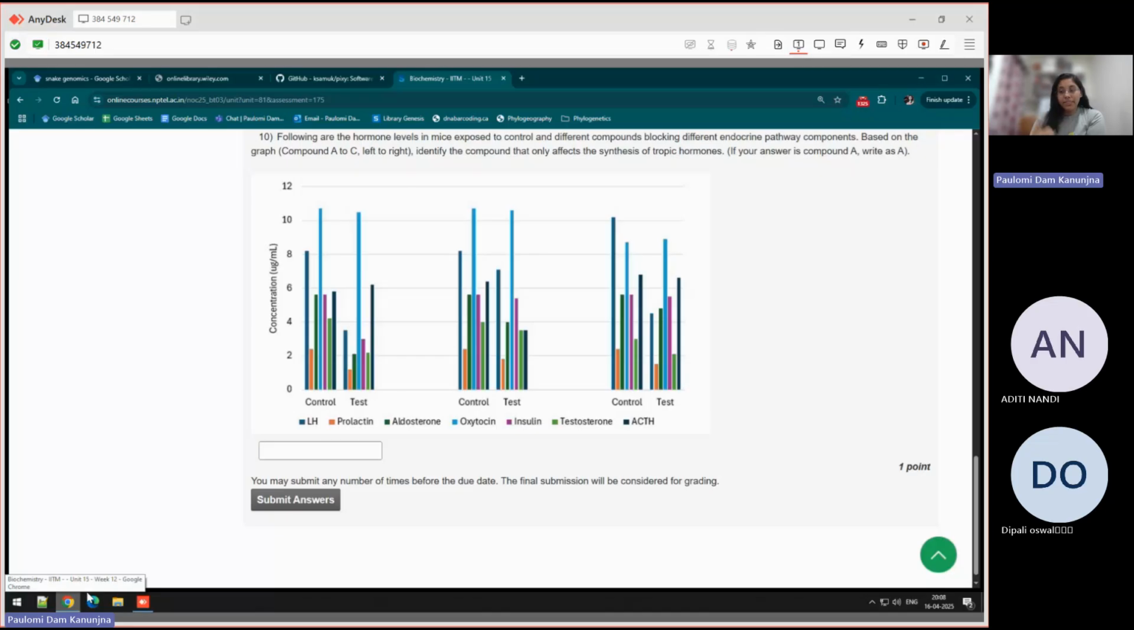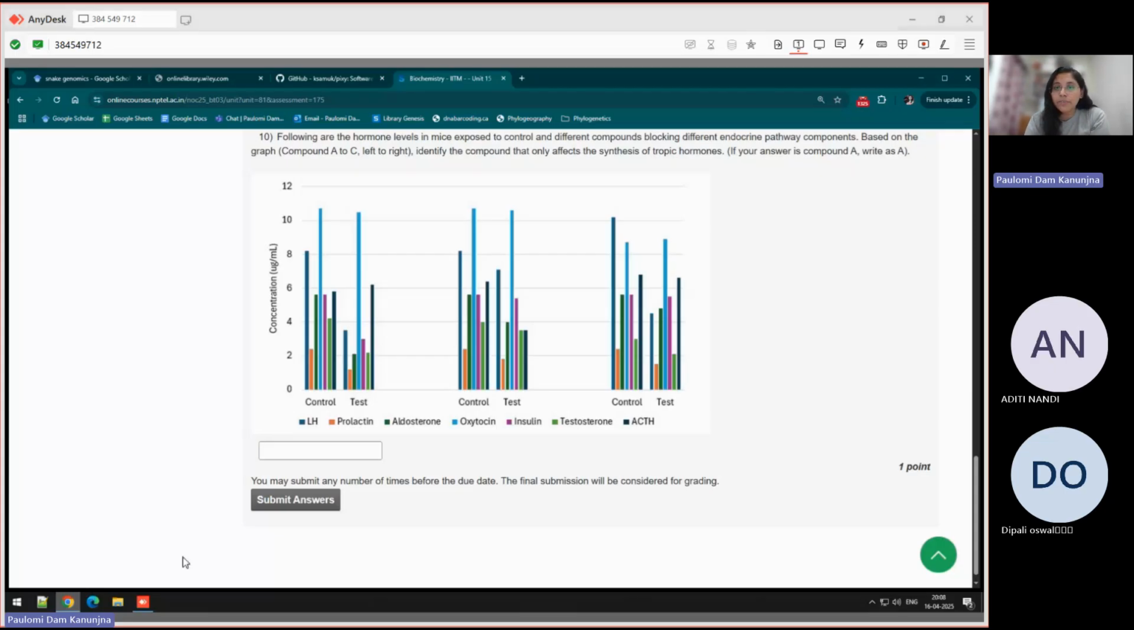Tropic hormones are basically those hormones that act on other glands. They are not the ones secreting the final hormones. They make sure that the respective gland releases and secretes those hormones. So where do these hormones come from? They come from the anterior pituitary, right? So what is the question saying?